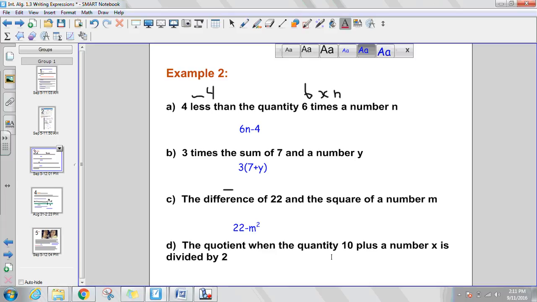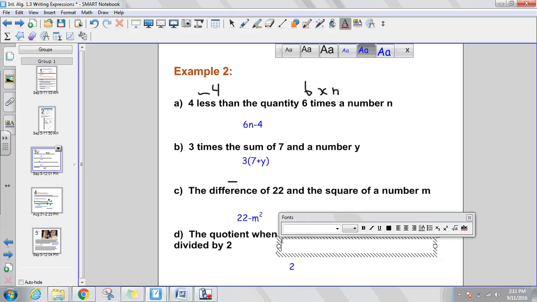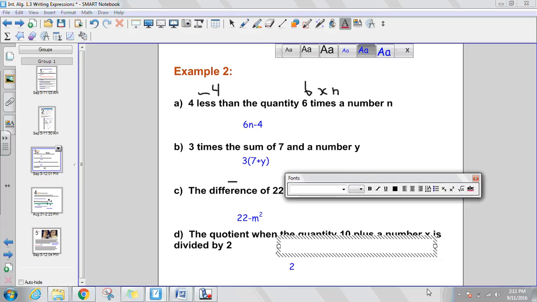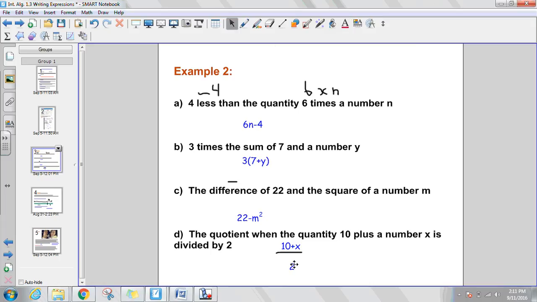For our very last one on this page, the quotient when the quantity 10 plus the number x is divided by 2. Okay, quotient, that's division. And we're dividing by 2. So let's write this as a fraction to represent division. We know in the denominator, we're going to have just the number 2 because we're dividing by 2. So that means in the numerator, what was it? 10 plus the number x. So we're going to have 10 plus is addition, 10 plus the number x. So kind of piece by piece, we can put this together. 10 plus x divided by 2.